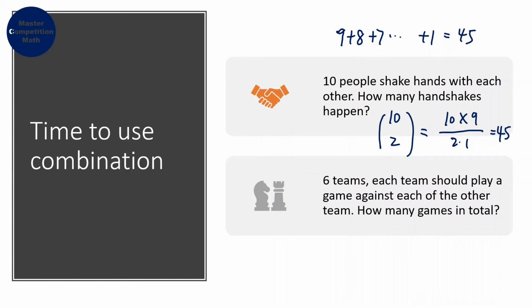A lot easier, right? The second example here: we have 6 teams. Each team should play a game against each other. How many games in total? So again, every 2 teams will have a game. So this is actually choose 2 out of 6. How many different ways can we choose? First do 6 times 5, and then divide by 2 since the order doesn't matter. So 30 divided by 2, that is 15.